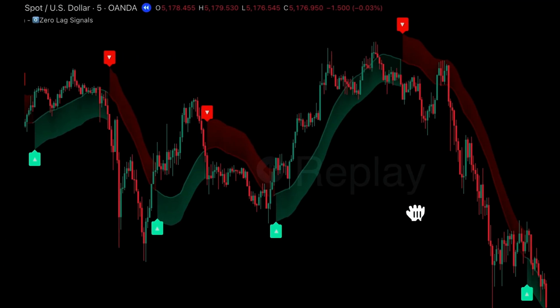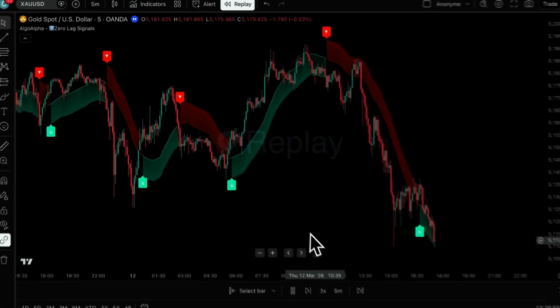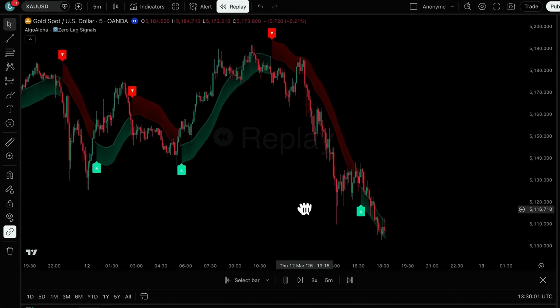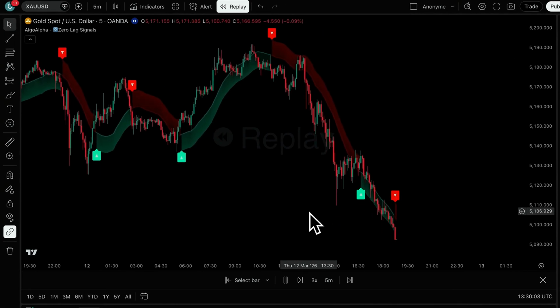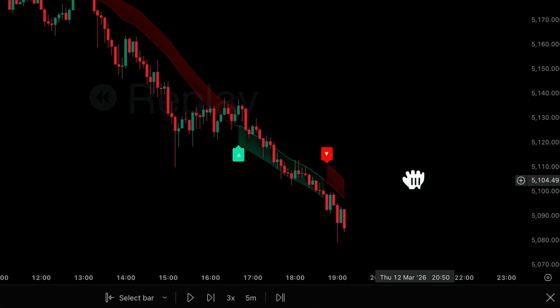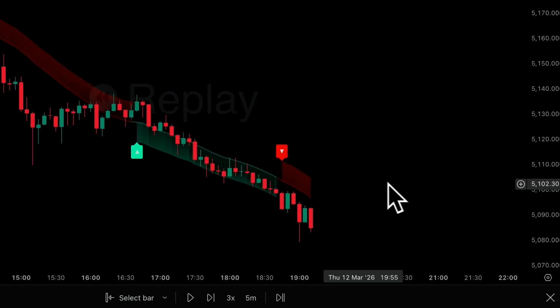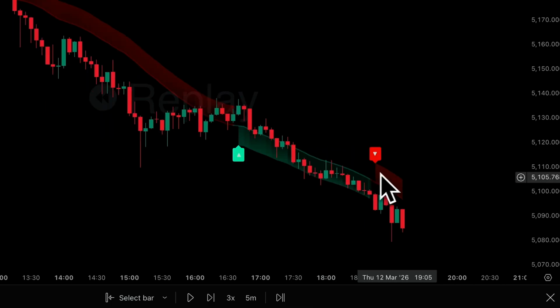I'm on the gold chart in a 5-minute time frame. I'm going to show you live how to properly use this very effective indicator. You see that the zero lag indicator just gave a bearish signal. The green zone becomes a red zone. The green baseline becomes a red baseline. And a third condition, when the signal is given, the candle is bearish. So the candle is in the same direction as the signal.